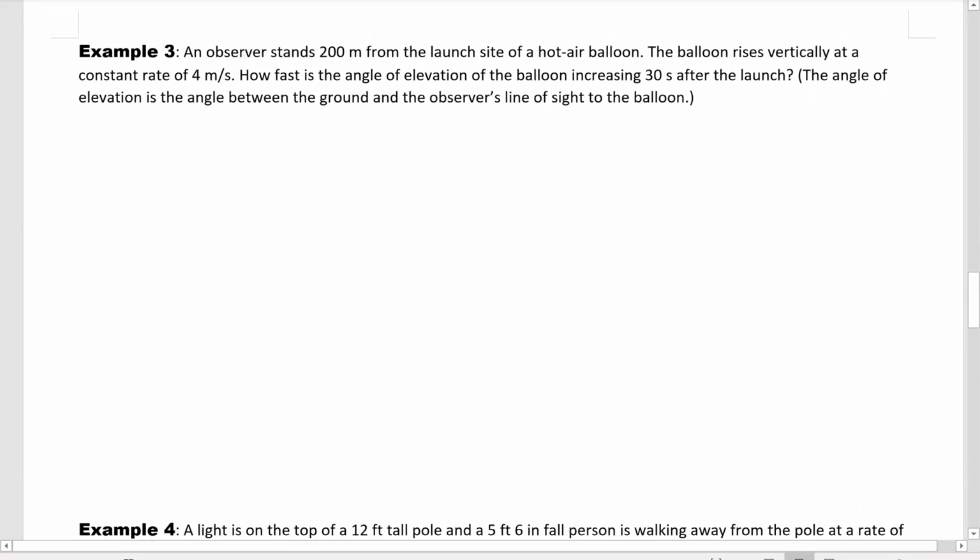Example 3. An observer stands 200 meters from the launch site of a hot air balloon. The balloon rises vertically at a constant rate of 4 meters per second. How fast is the angle of elevation of the balloon increasing 30 seconds after the launch?